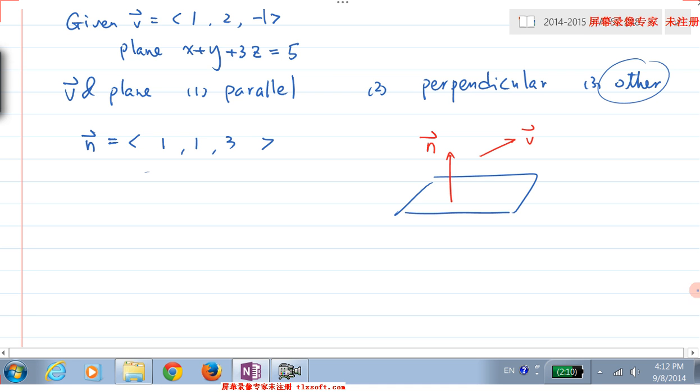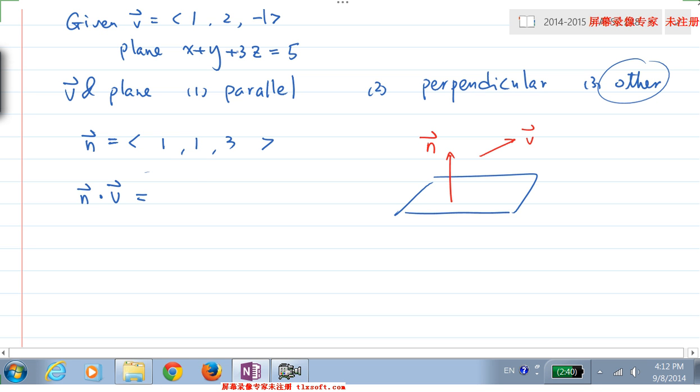So in either case, as was suggested, the dot product seems to be a feasible operation that can give us the relationship between n and v, and then consequently give us a relationship between v and the plane. That makes sense, right? So now let's carry out the dot product there. Okay. So what's the n dot v?